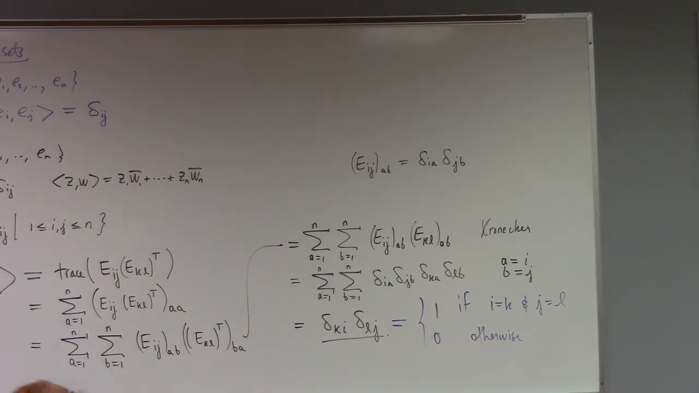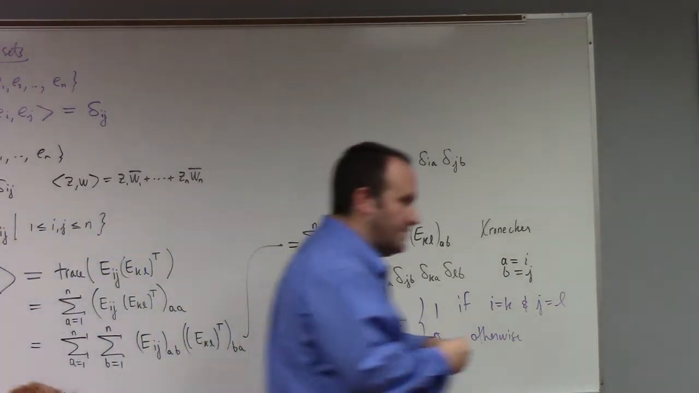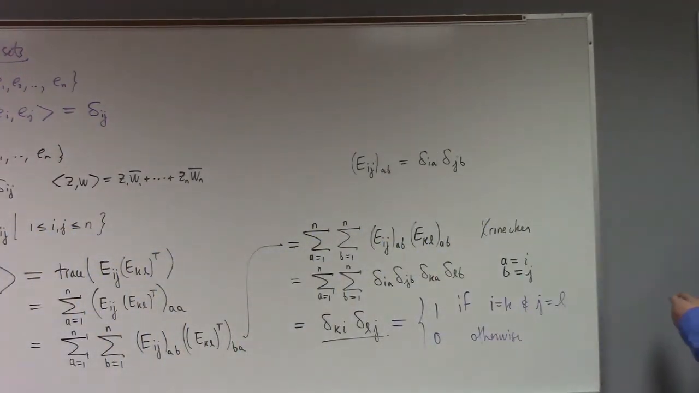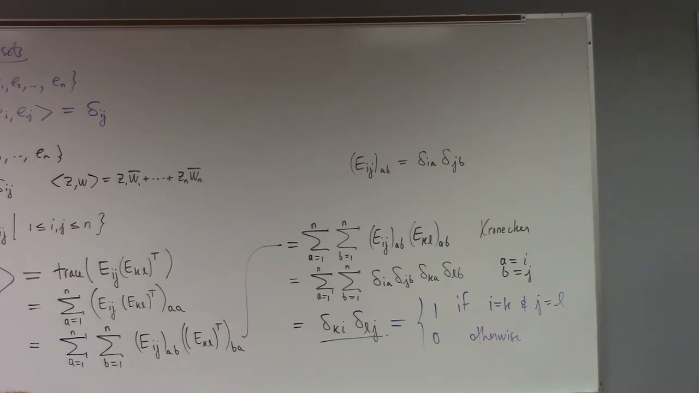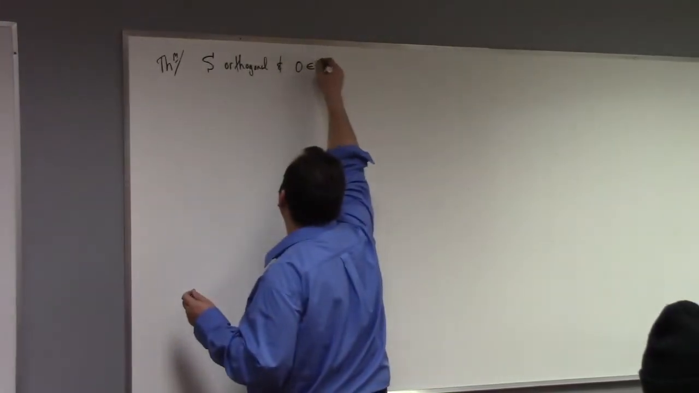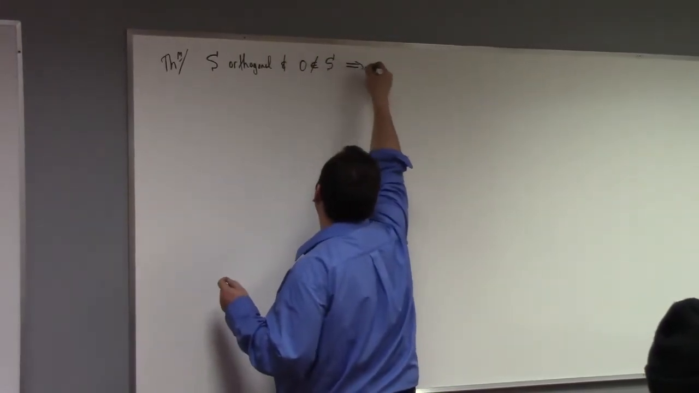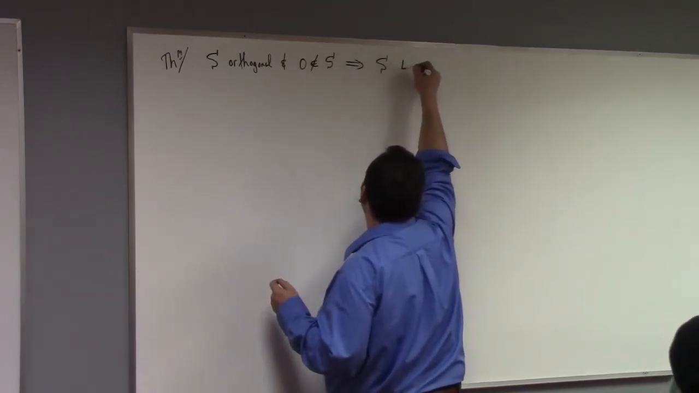Okay? Now that I got that out of my system, let me prove some theorems for you. S orthogonal. Did I already prove this? S orthogonal and non-zero implies linearly independent? No. Okay, orthogonal and 0 not an element of S implies S linearly independent.